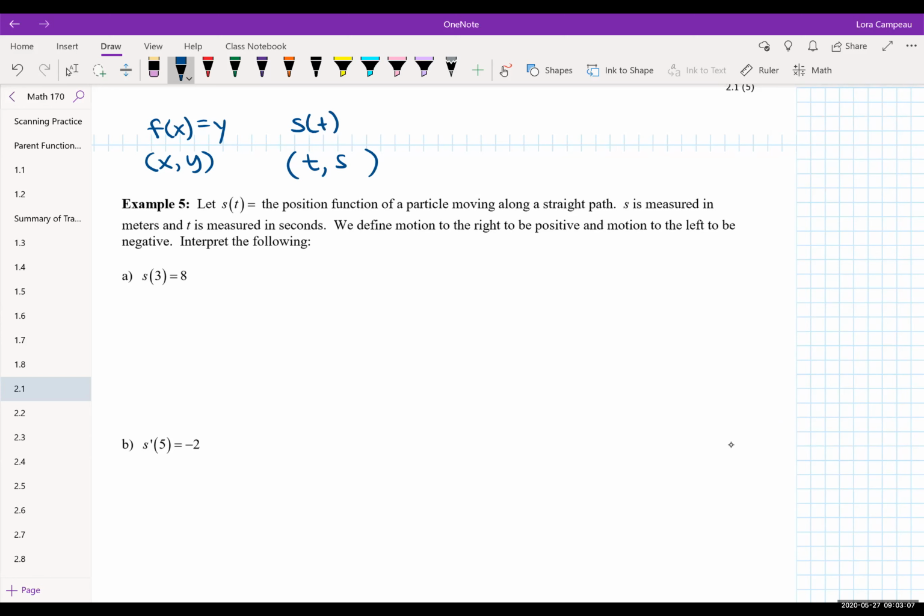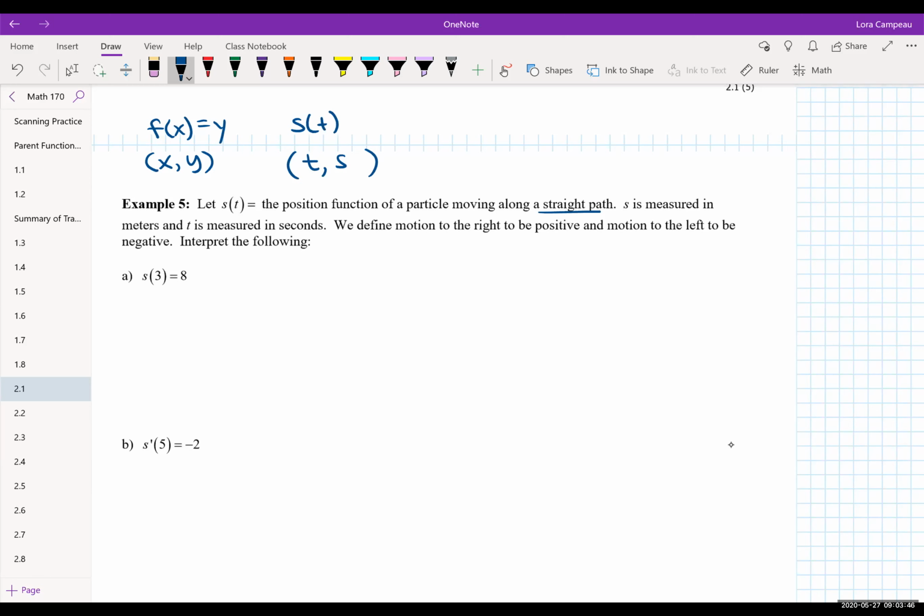So S of t is the position function of a particle moving along a straight path. Right now in calculus 1 we're going to keep it a straight path, but you know that's not how the world works. We live in 3D. Particles can move in all directions. We'll develop that more if you go to calculus 3. The particle is allowed to move in any direction, but right now we're going to keep it nice. So we're moving in a straight path. S is measured in meters and t is measured in seconds. We define motion to the right to be positive and motion to the left to be negative.